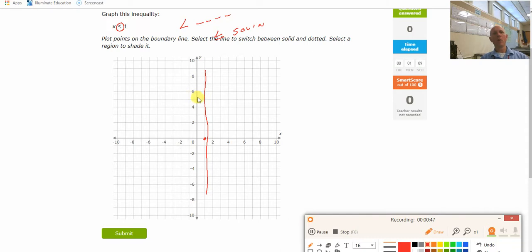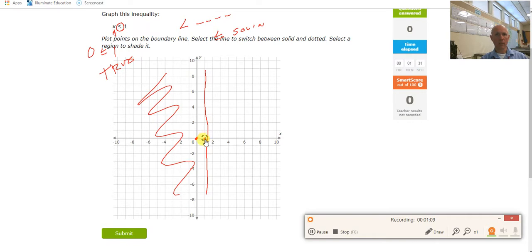But then I have to figure out where the solution is. Is it this side or this side? Well, I'm going to pick a test point. I'm going to test 0, 0. Is 0 less than or equal to 1? I plugged in the 0 right here for the x. Is that true? This is true, which means this is my shaded side. So that's what I'm going to go for here.